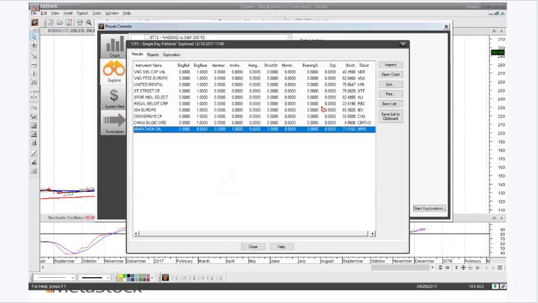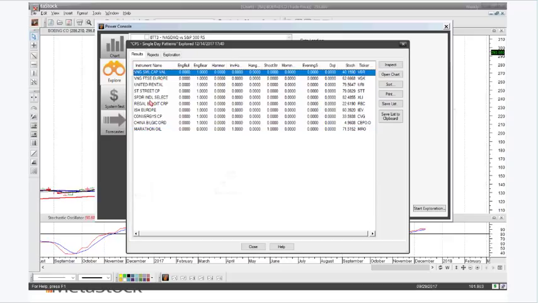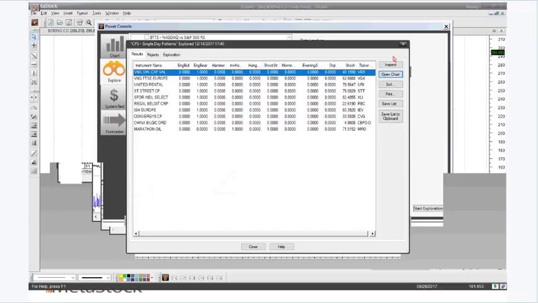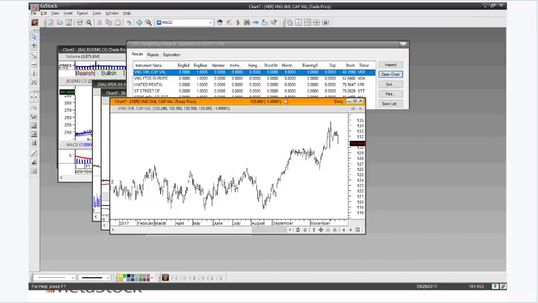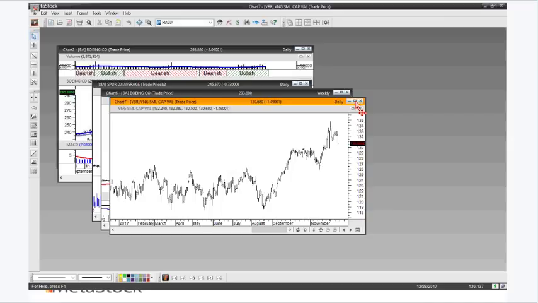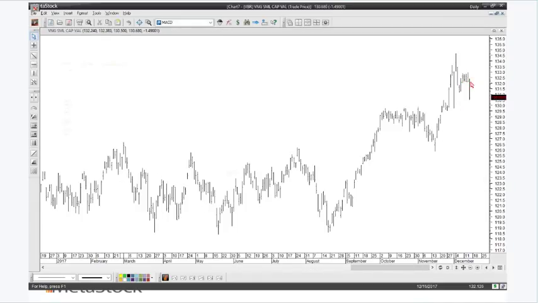So let's say we just wanted to take a look at one that had an engulfing bear. There's about 9 of them on here. I can actually go ahead and open the chart up from here, and we'll just take a look at the chart. Okay, and here it is on a daily basis. Here was that engulfing pattern that we saw, a really big drop on this stock.